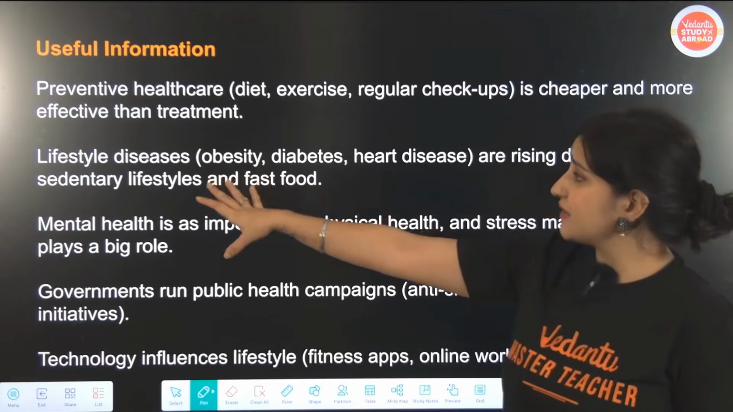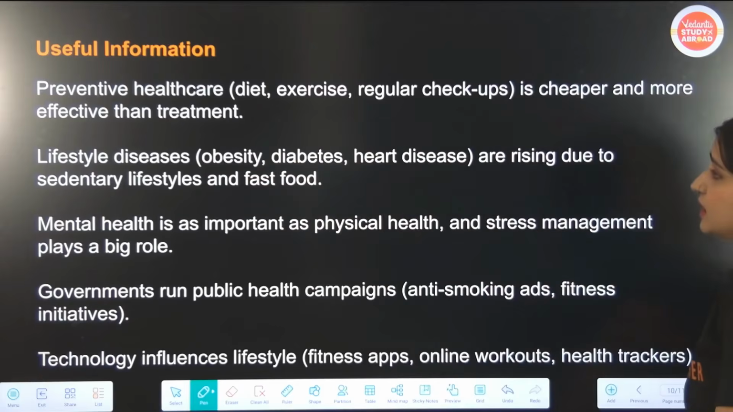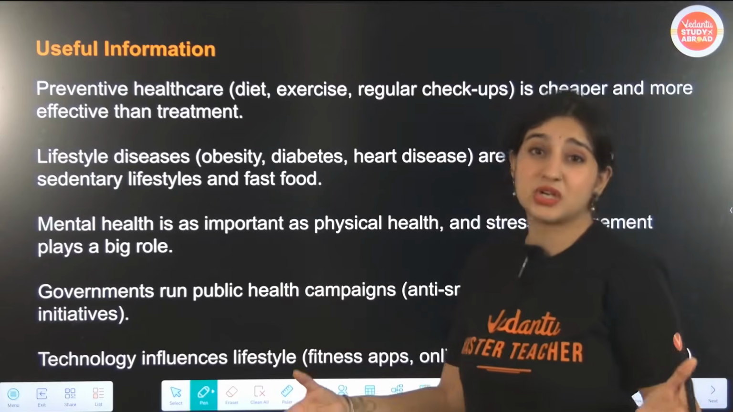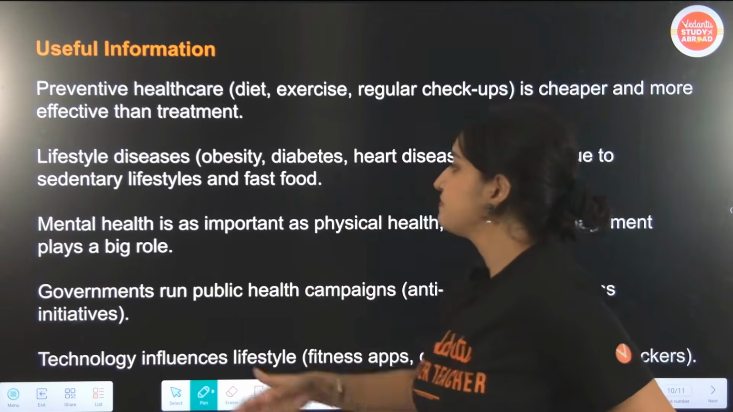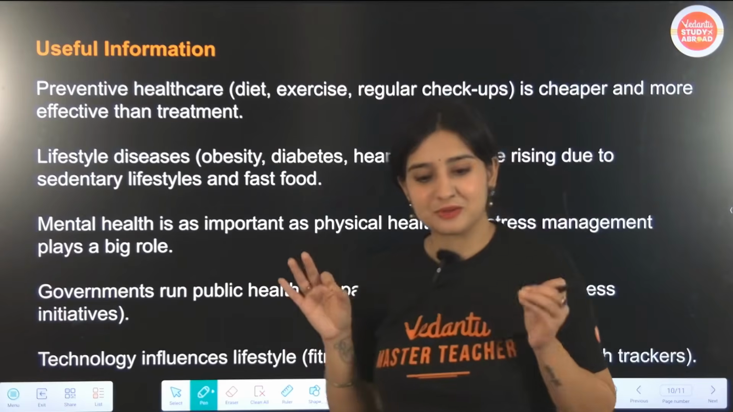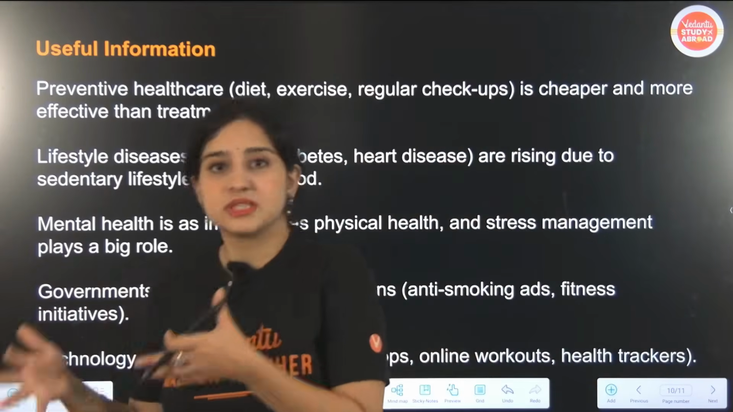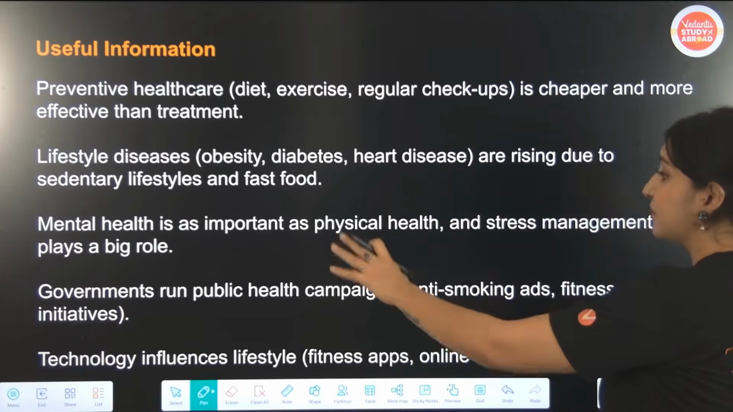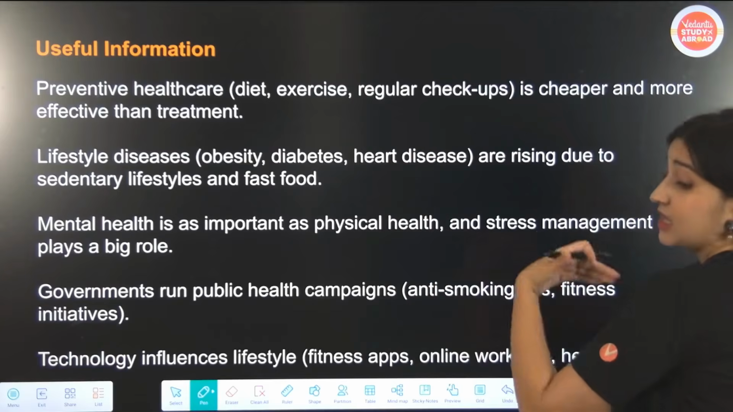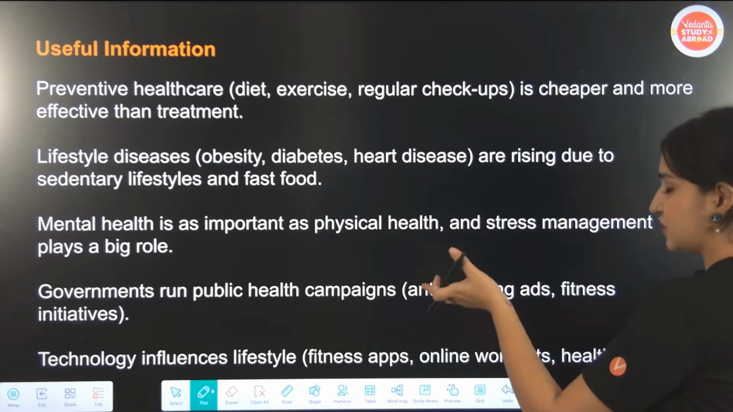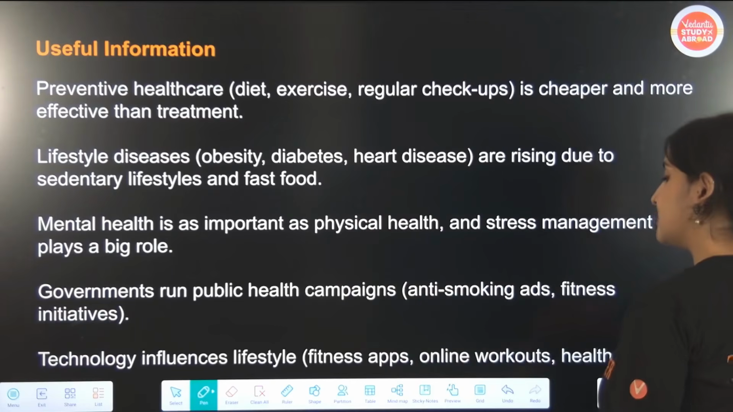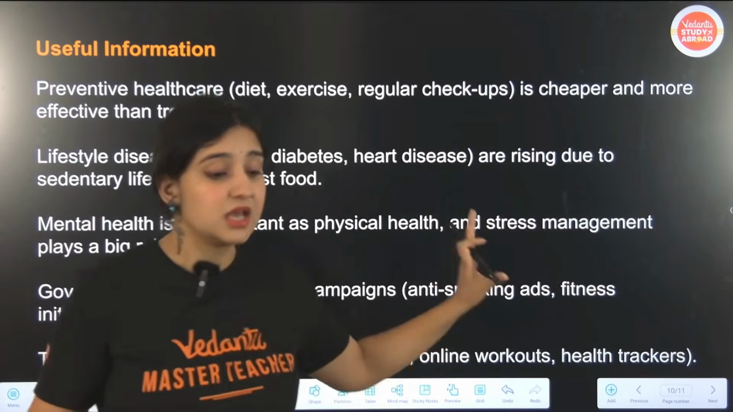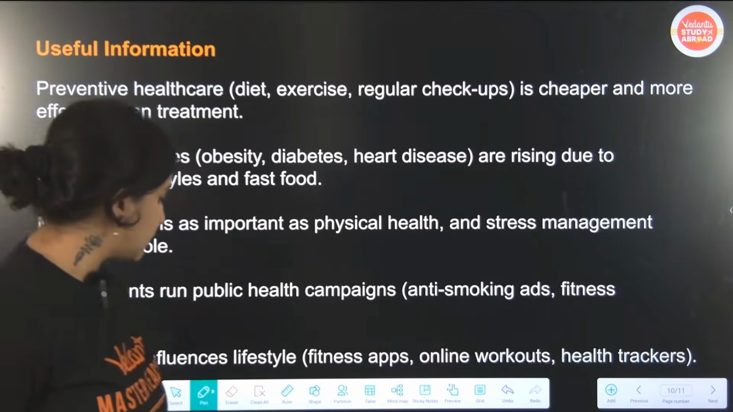Next, lifestyle diseases. Again, I've already told you about this, so you can take a look. You know, heart disease, the increased risk of heart disease is a topic that's generally discussed. It's in the news a lot. Mental health is also a part of health, so don't think health means physical health. Mental health is also important, and stress management plays a big role. Governments run public health campaigns like anti-smoking ads, fitness initiatives. Technology influences lifestyle: fitness apps, online workouts, health trackers. So you should know about these different things in order to adequately answer all of your questions.